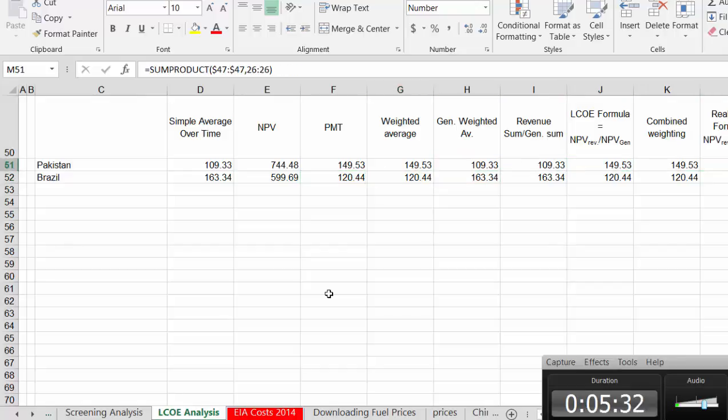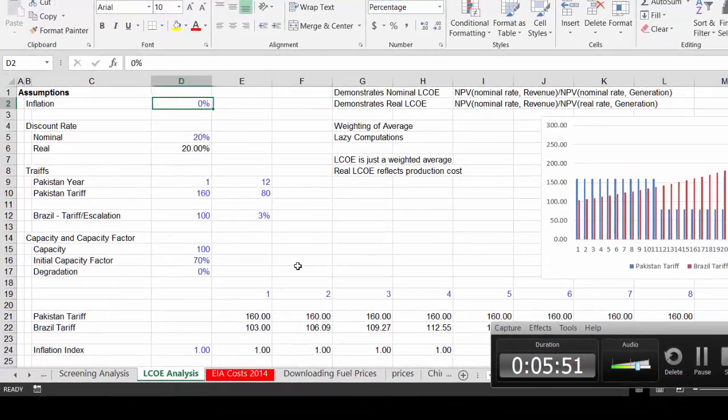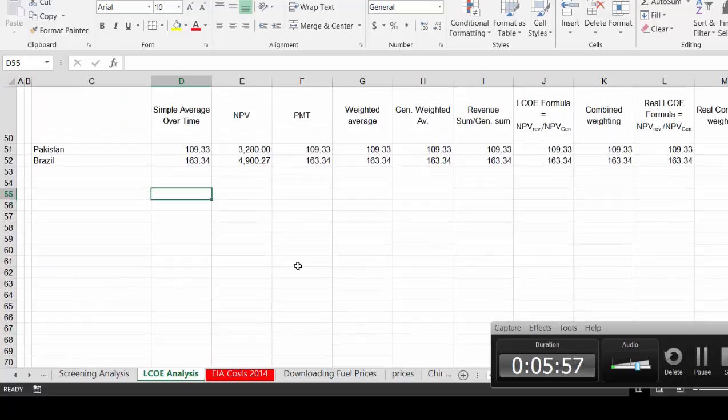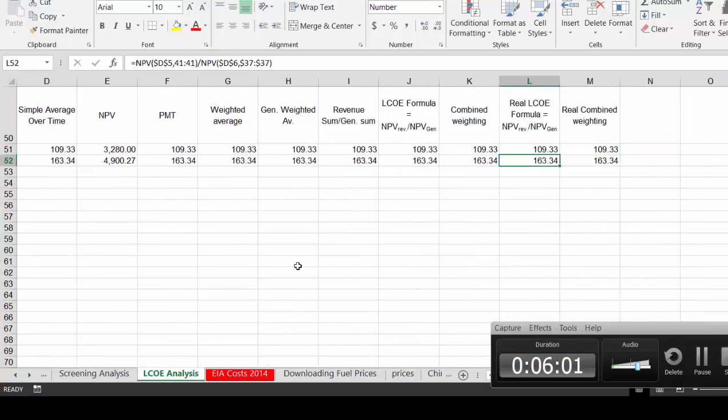Now, when we have no inflation, the real one is similar to the nominal one, and this demonstrates what we're going to show, that this whole business is simply a weighted average. If we go even further and put a zero discount rate in, this really does demonstrate that it's just the average. Everything is average prices.